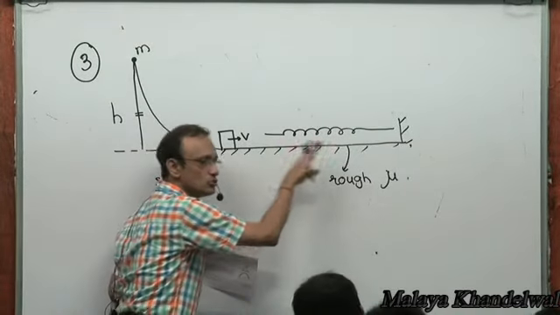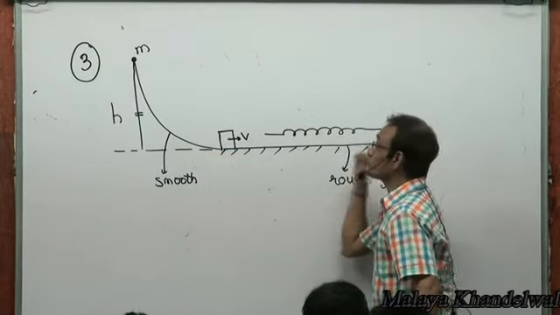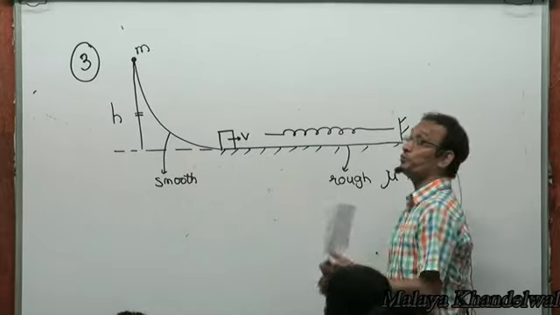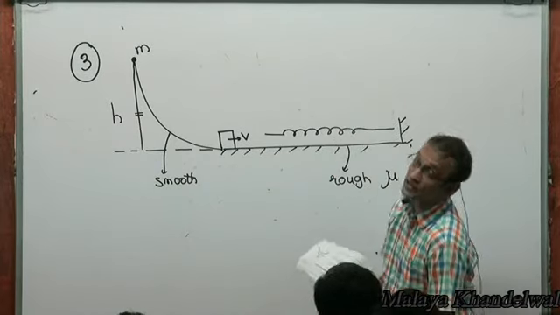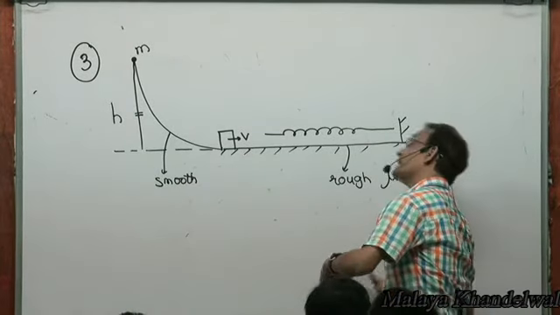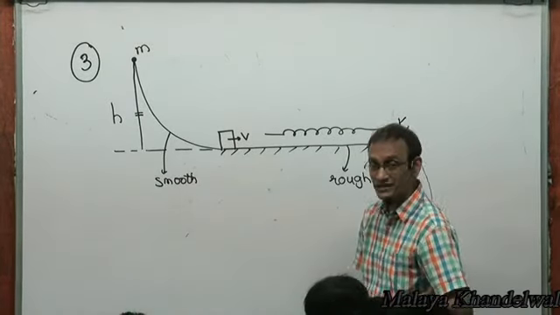Now when it compresses the spring, friction on it would act leftwards, and the spring force would act in this direction. Both will start to retard the particle. The particle will then eventually come to rest, and when it comes to rest after having compressed the spring by a certain amount, that state of the spring would be a state of maximum compression. Yes or no?